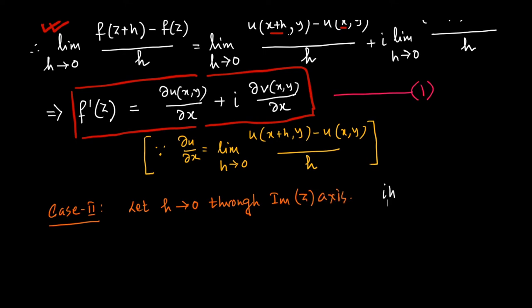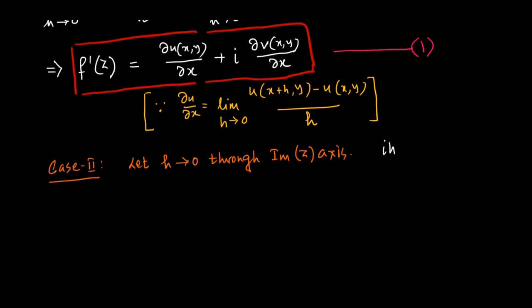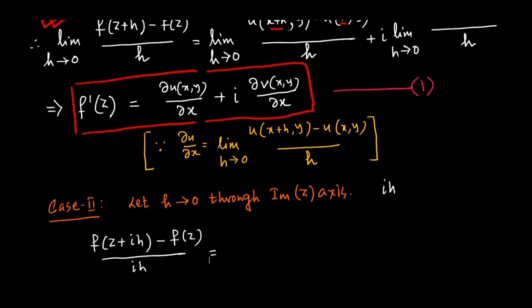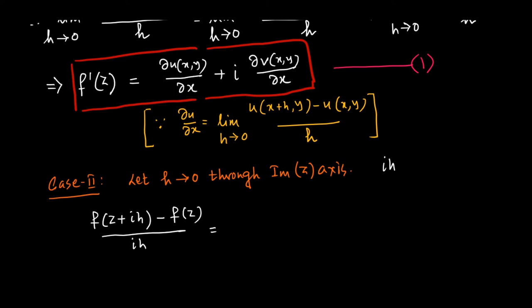That means, let me have some space. That means my expression, my ratio f of z plus ih minus f z divided by ih can be written, if I do a simplification in exactly the same way, as follows. This will be u.